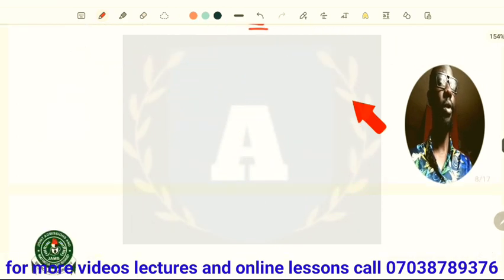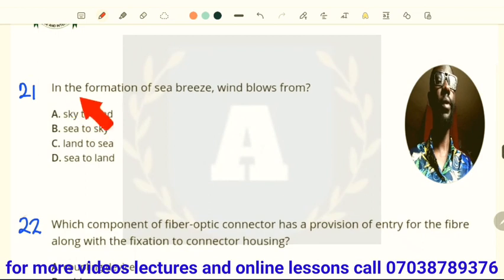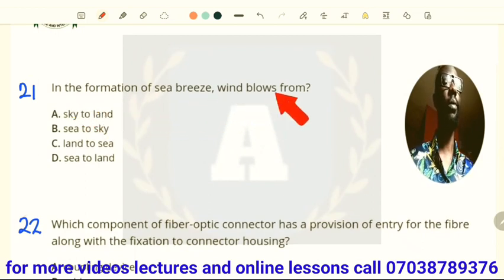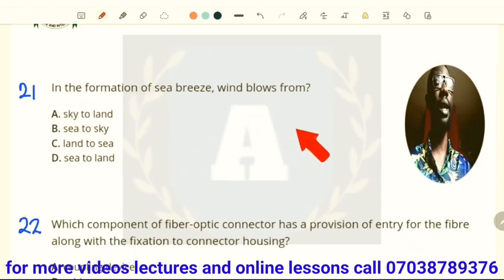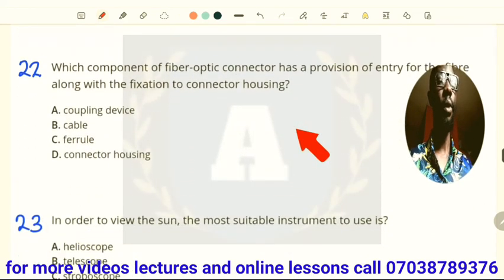Quick one. Now we have the next question, which says, in the formation of the sea breeze, wind blows from the sea to land.